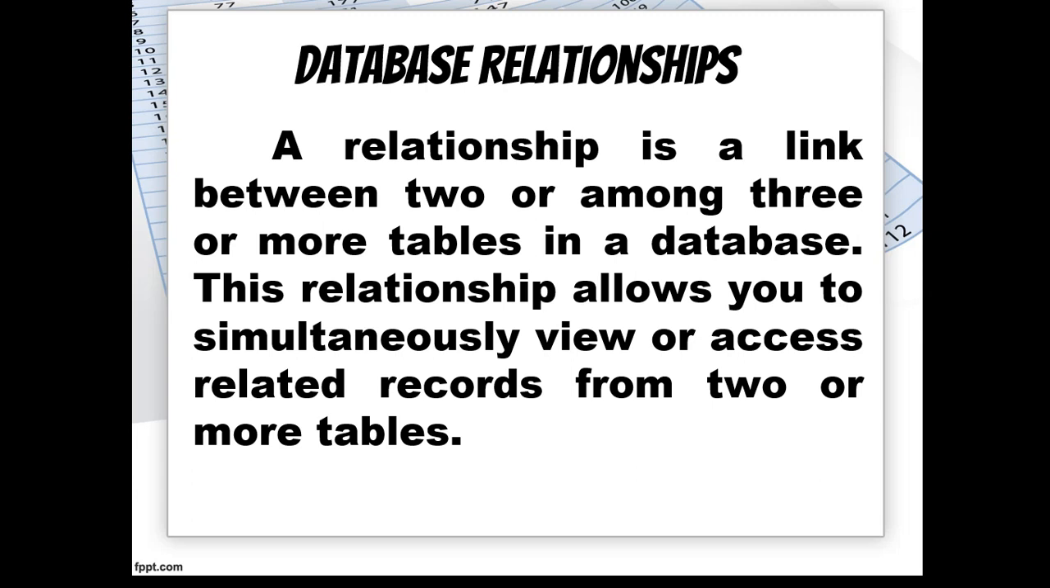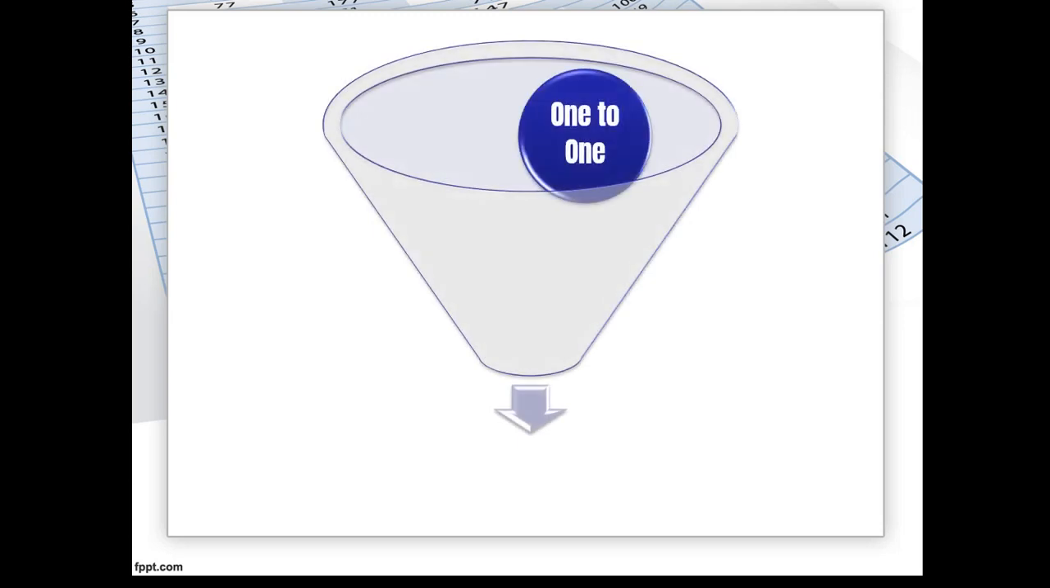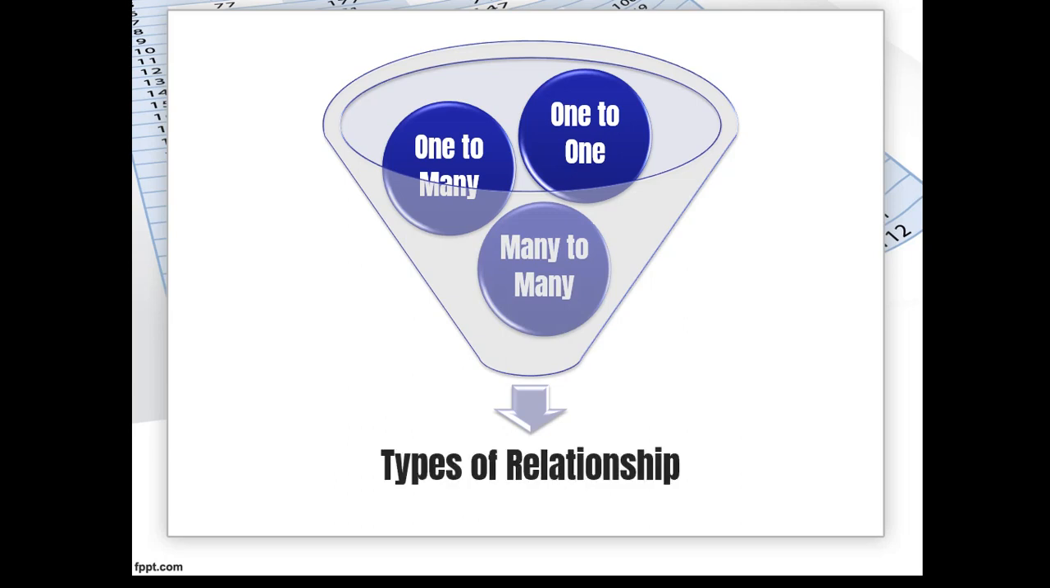Which means we are going to view the gathered information from the different persons or objects in one table only, by linking the different tables using the different field names, po. Okay, and there are three types of relationship. Number one is no other than what we call the one-to-one relationship. Second is the one-to-many relationship, and third is the many-to-many relationship.